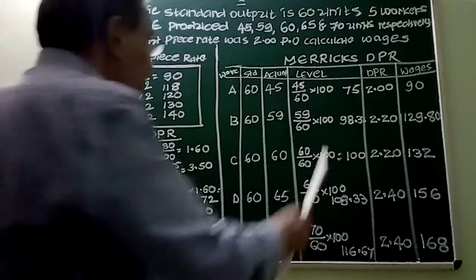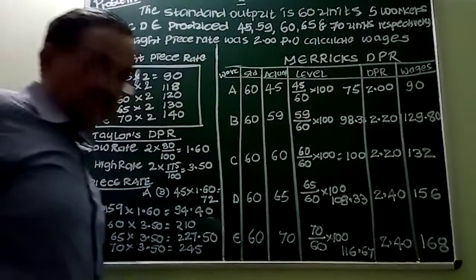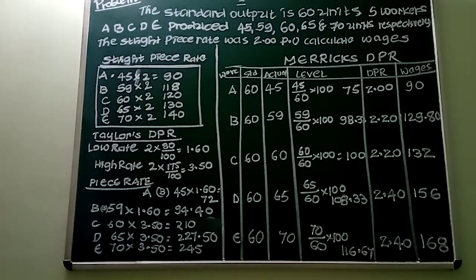Now we shall proceed to Merrick's differential piece rate. Yesterday itself we understood what this Merrick's piece rate system says. Under this, standard output is fixed. Up to 83% of the efficiency, 100% of the ordinary piece rate. And if he is above 83%, but up to 100%, he will be paid 110% of ordinary piece rate.